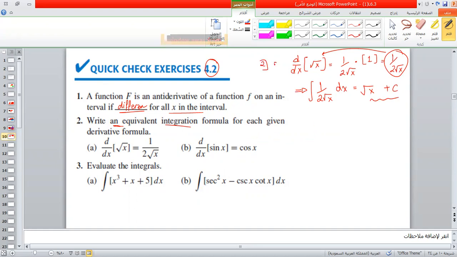Question number 2, letter A. Question number 2, letter B.